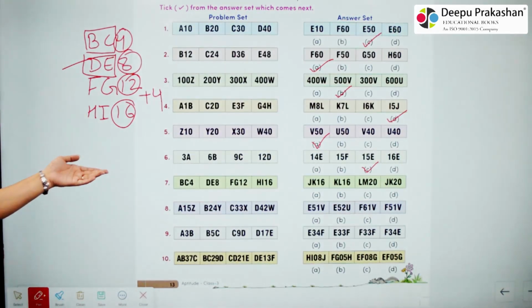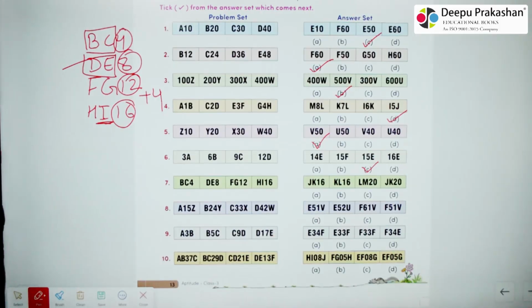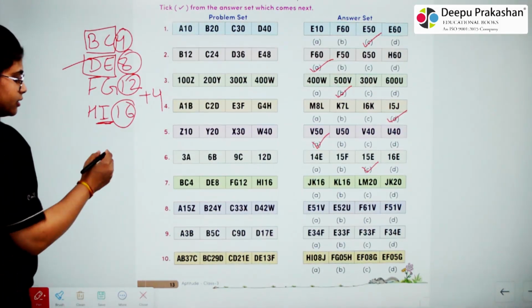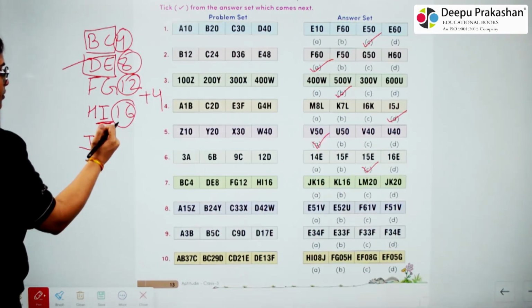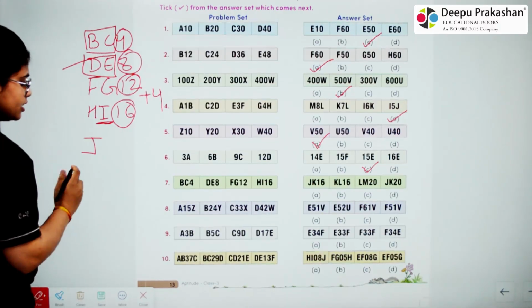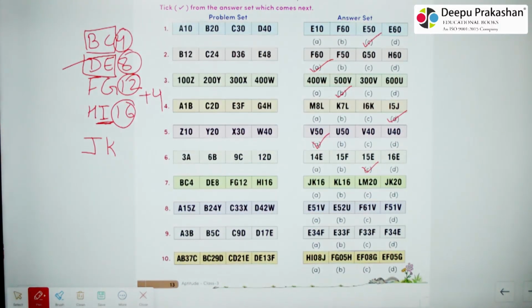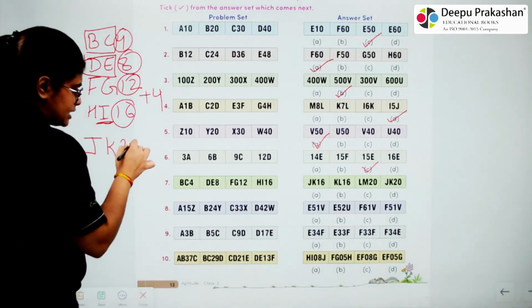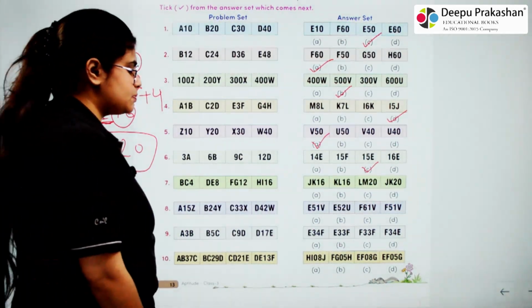So for the next coming pair, if we look at the alphabet in the last pair, that is HI, the letter that comes after I is J and K. And if we add 4 to 16, we get the answer as 20. So JK20 is the answer for this part.